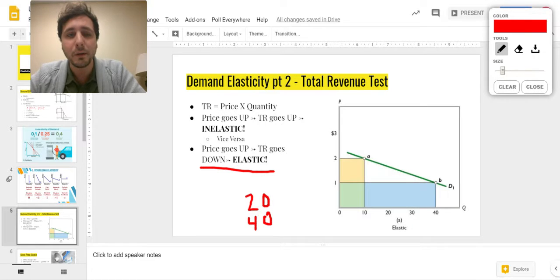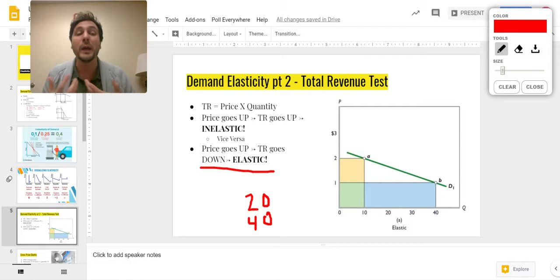Price went up, total revenue went down, price went down, total revenue went up. And if the price went up, then total revenue will go down, right? Sensitive to a change in price, right?